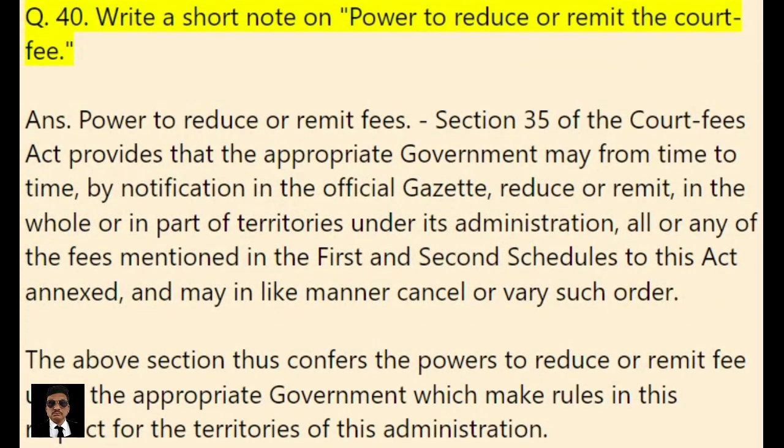Q40. Write a short note on power to reduce or remit the court fee. Ans. Power to reduce or remit fees. Section 35 of the Court Fees Act provides that the appropriate government may from time to time, by notification in the official gazette, reduce or remit, in the whole or in part of territories under its administration, all or any of the fees mentioned in the first and second schedules to this Act annexed, and may in like manner cancel or vary such order.